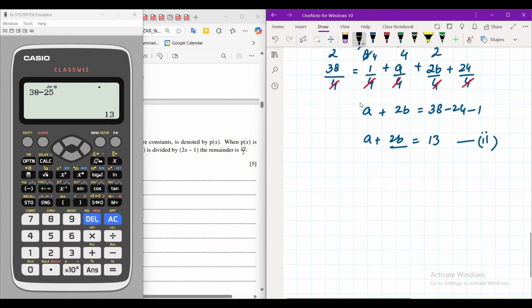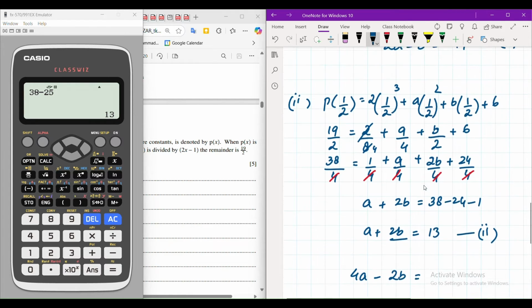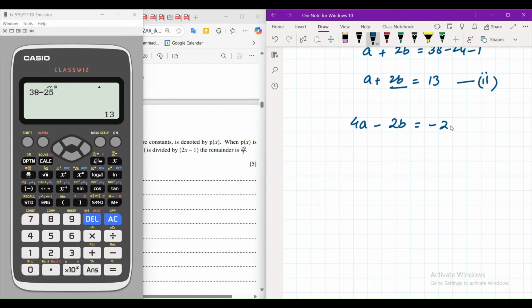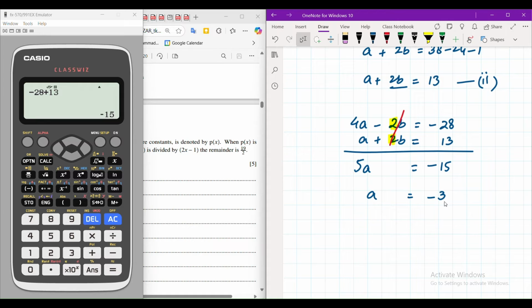So we have 4a minus 2b equals negative 28, and a plus 2b equals 13. Since we already have the numbers the same, but the signs are opposite, instead of subtracting them, we can simply add them. So they will cancel out. 4a plus a will become 5a. Negative 28 plus 13 would equal negative 15. So a would be simply negative 3.